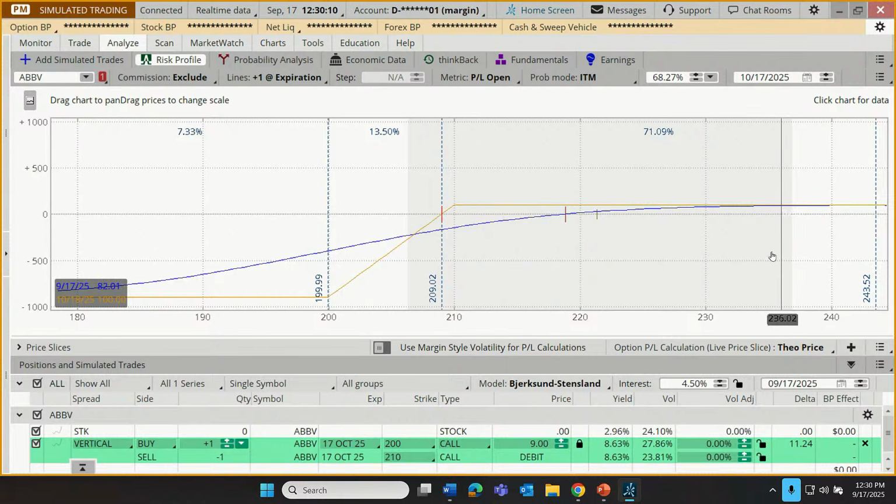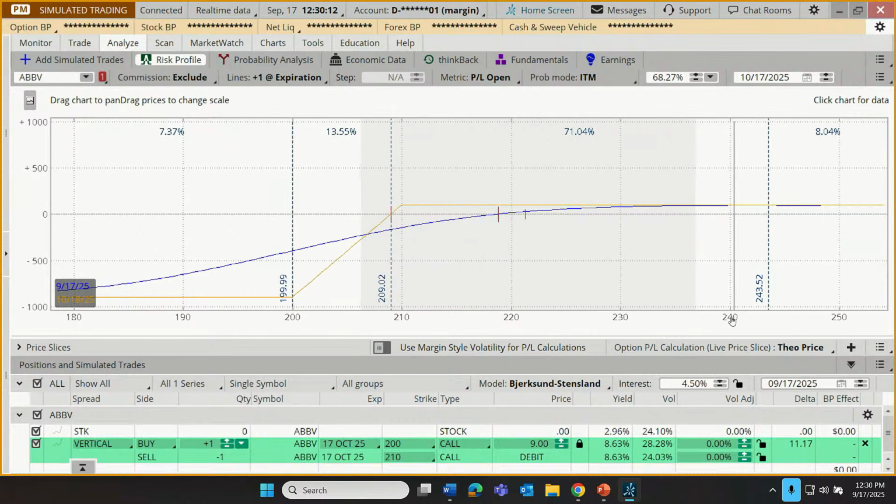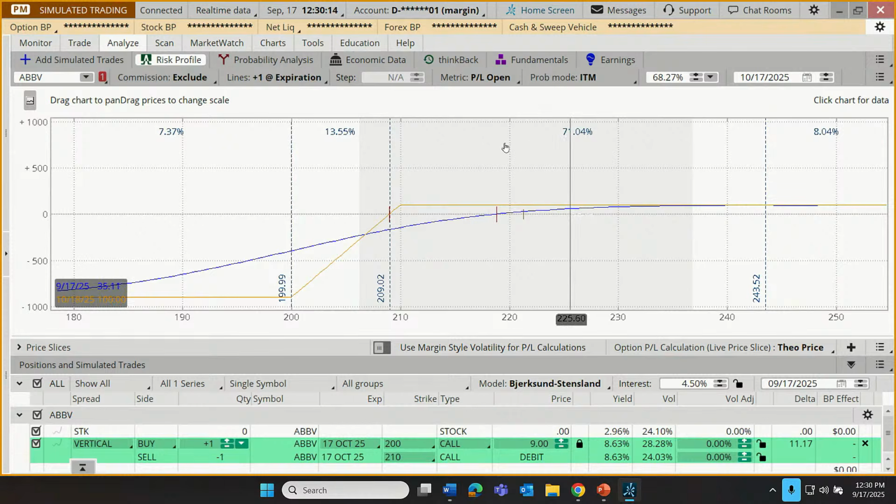Now, actually, that's not entirely accurate, because if I were to look over here, it's actually 71% chance that we're above 209, but falling short of 243. 243 is just 10% above the current price of stock. Let's make this a more meaningful slice. I'm going to click on that and drag that over to 210. And you'll notice that our percentages are adjusting as I do that.